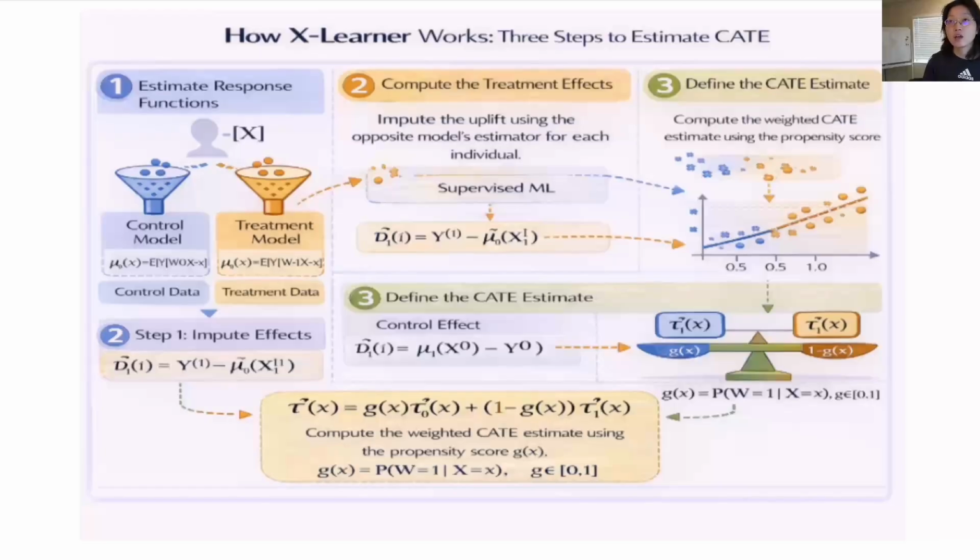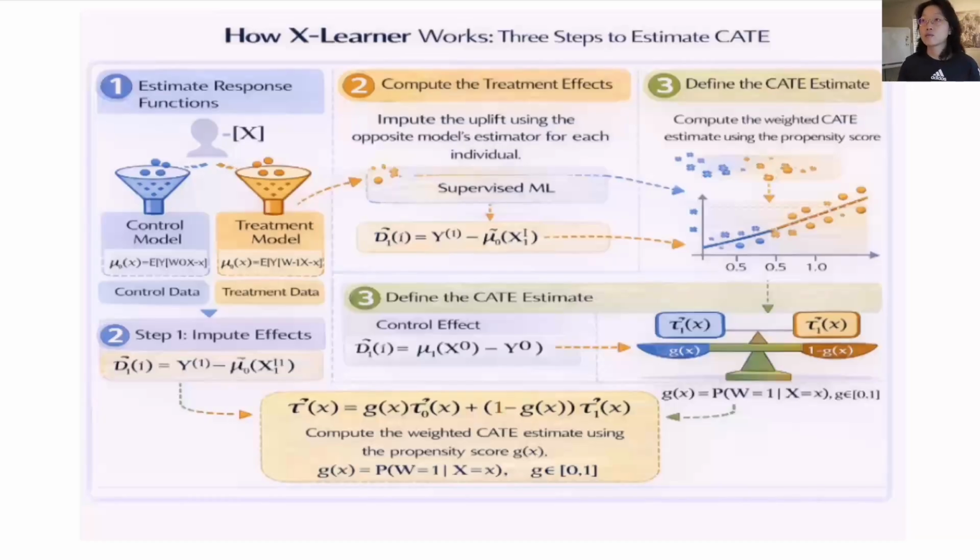And secondly, we'll compute the treatment effects. To give you a concrete example, if a user is in the treatment group, that means you have the true label for the treatment group. That is why they use the control model as the estimator. So this data here essentially is our expected uplift. Similarly, if a user is in the control group, they'll use the treatment model as the estimator. So far so good. This is our estimated treatment effects.